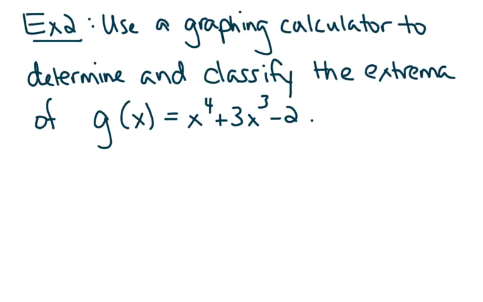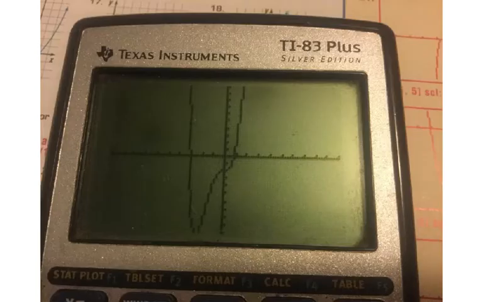So in example 2, we're going to use our graphing calculator to determine and classify the extrema of g of x equals x to the 4th plus 3x cubed minus 2. So first I plugged it into my calculator, and this is the shape of the graph. Well, clearly there is some sort of minimum down here somewhere. I don't know where it is, but I know there's a minimum down there. Other than that, the rest of the graph goes up from there.